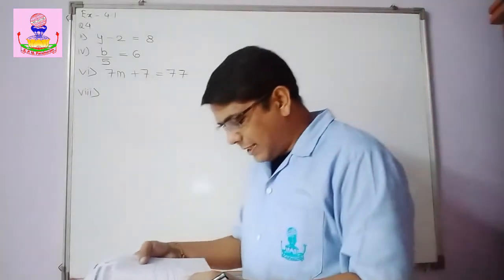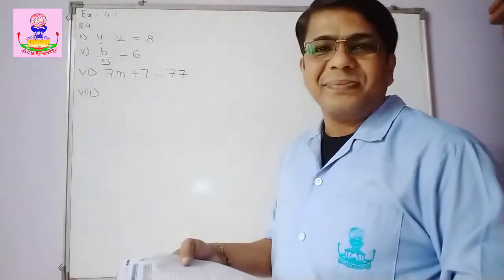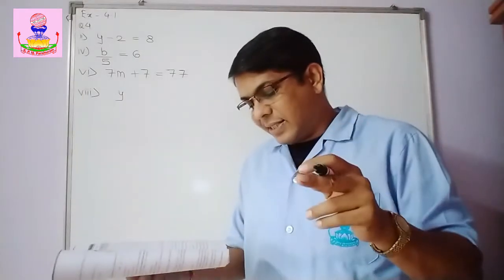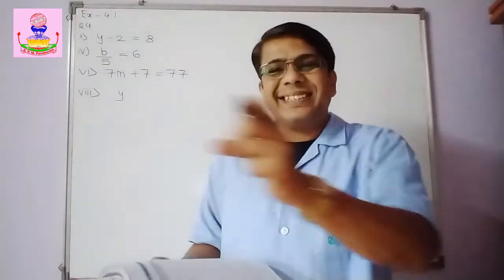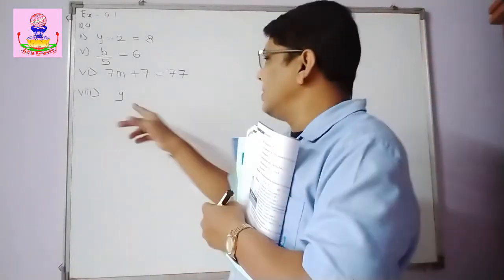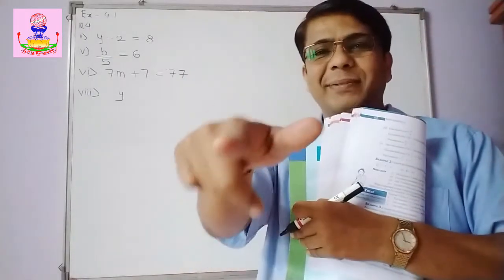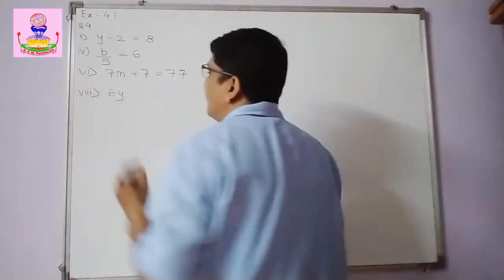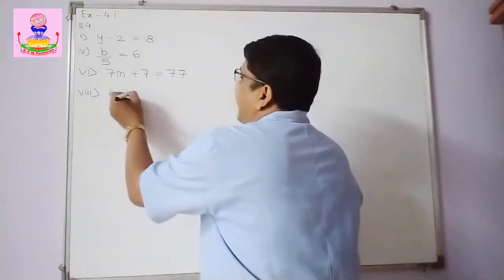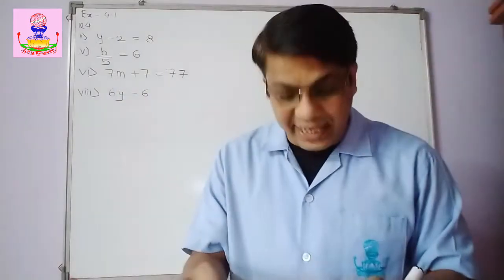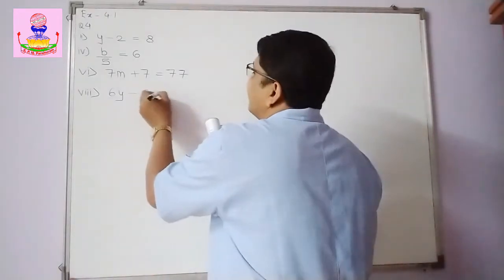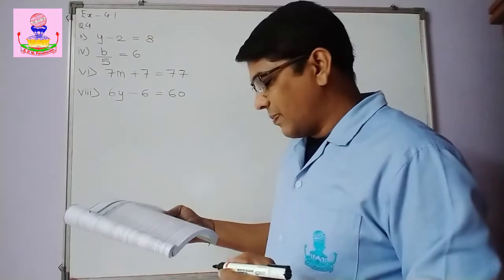Then the eighth one. If you take away 6 from 6 times y, you get 60. The given number is y. You have to take 6 away, and away means subtract, from 6 times y, so multiply y by 6. So 6y, and you are taking away 6, means you are subtracting 6. So 6y minus 6. And what do you get? You get 60. Do you understand?